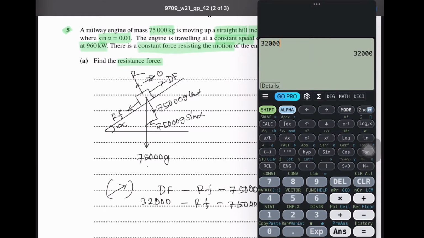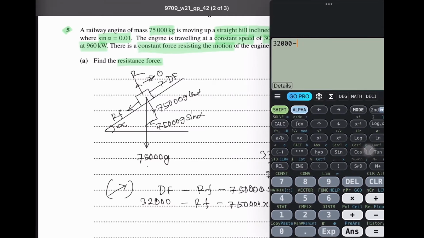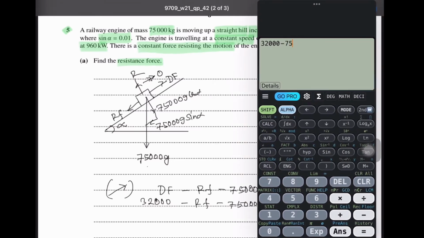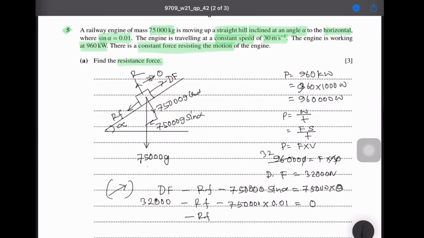Now let me simplify. 32,000 minus 750,000 into 0.01, so it is becoming 24,500. So minus RF equals minus 24,500. Now if I simplify, resistive force equals 24,500 Newton. Now this is the resistive force.